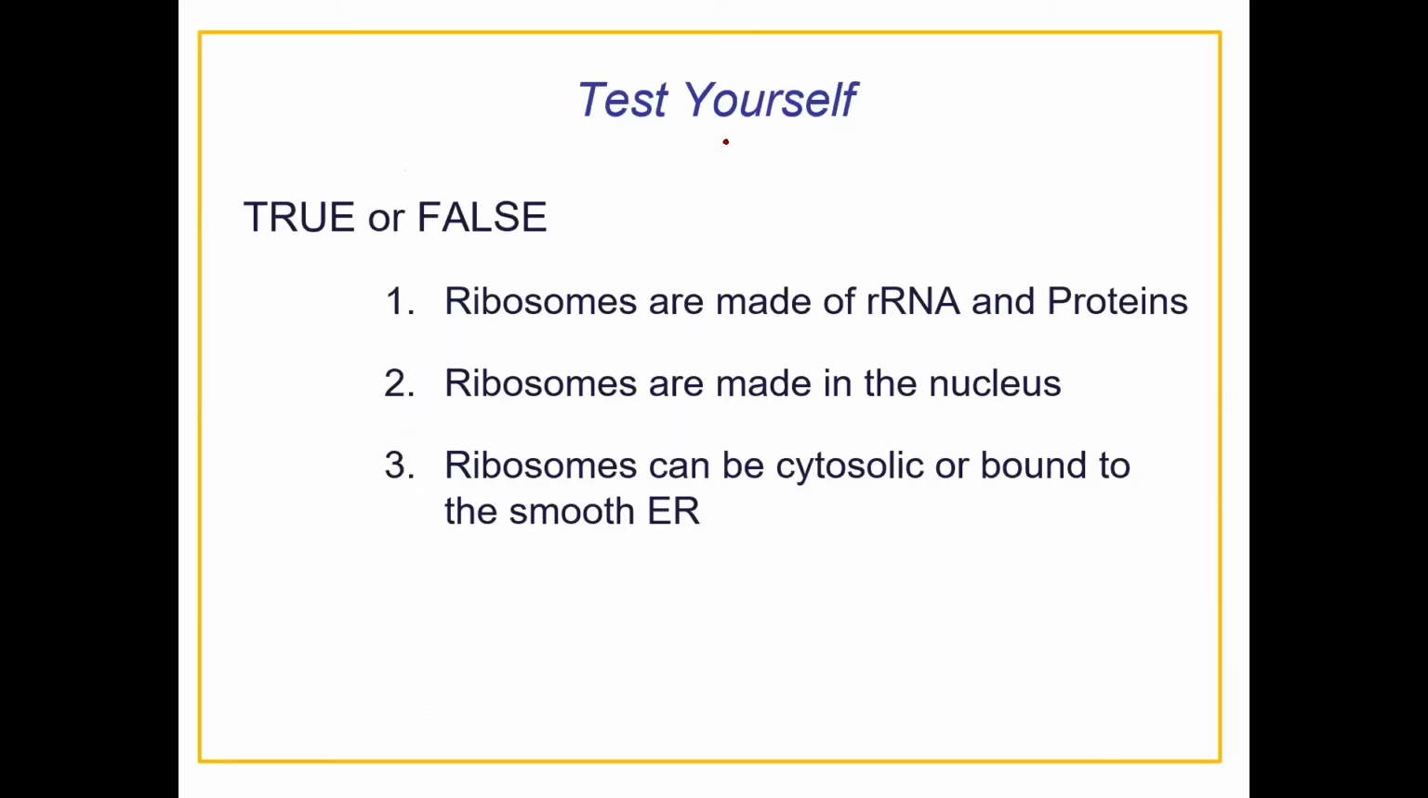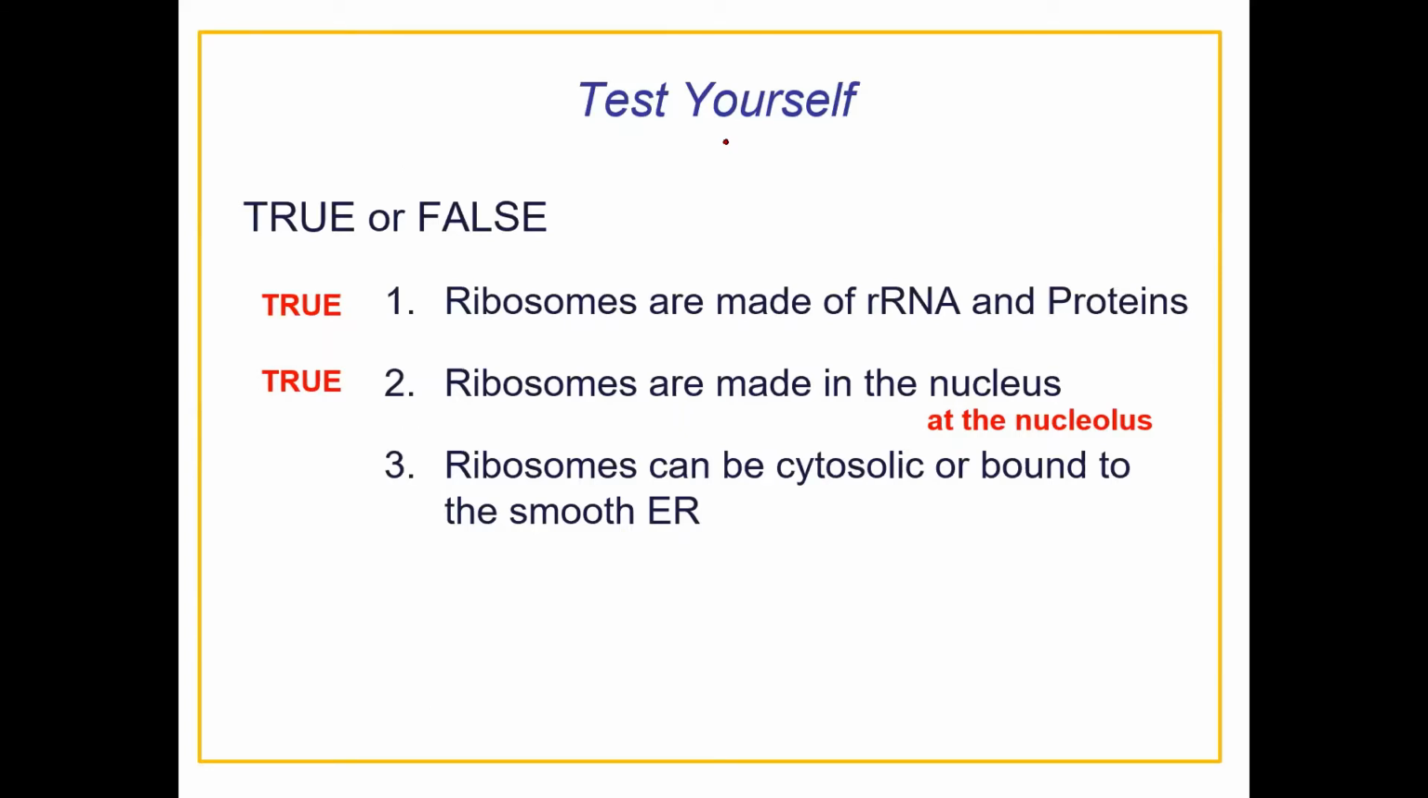So, quick test yourself questions. True or false? Let's take a look at each of these. It's talking about ribosomes. Ribosomes are made of ribosomal RNA and proteins. That is true. We talked about that already. Ribosomes are made in the nucleolus, or the nucleus. I guess I just gave away the answer. The answer is true. They're made in the nucleus, and they're made at the nucleolus. I was just getting a little bit ahead of myself. Nucleolus, of course, is the component inside the nucleus where the ribosomes are made.